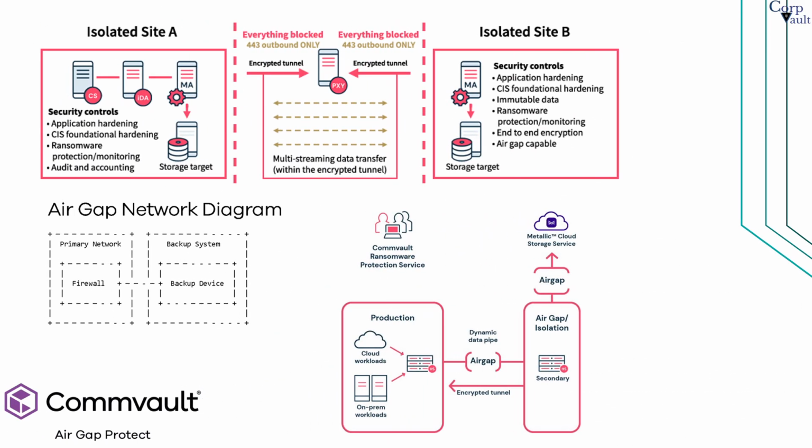Air Gap Protect in Commvault is a comprehensive solution designed to secure backup data by isolating it from production environments and potential cyber threats. In this video, I'll break down how Air Gap actually works, real-world attack scenarios, and how you can design a ransomware-proof backup strategy.